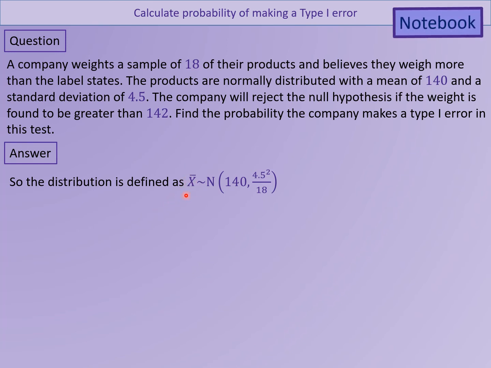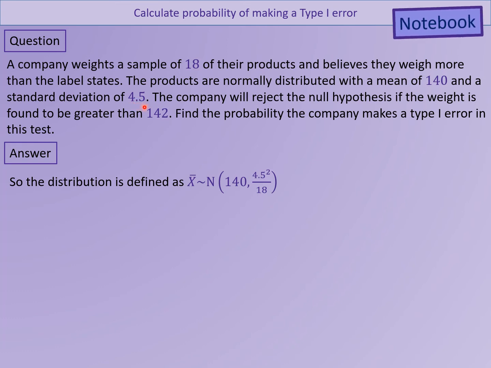That's why you've got the X bar on top. Whenever they're talking about a sample, you're not going to talk about X, you're going to talk about the sample means. The sample means is normally distributed, it will be, with 140 as the mean, which we can see just there. But the standard deviation is not 4.5.